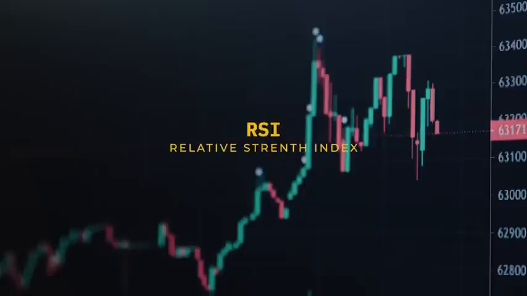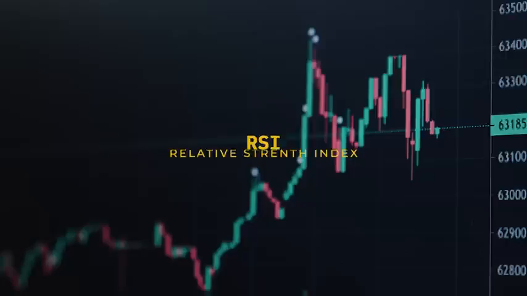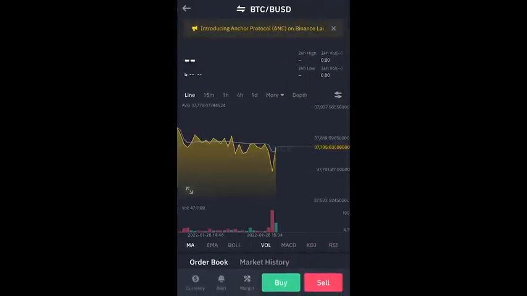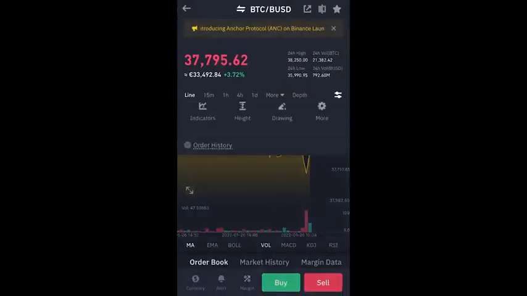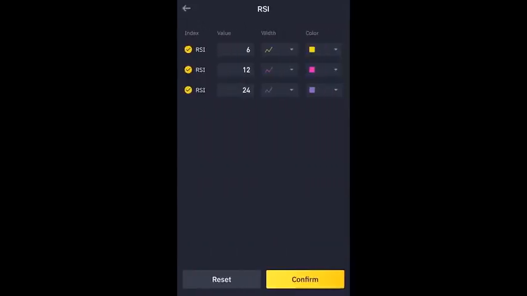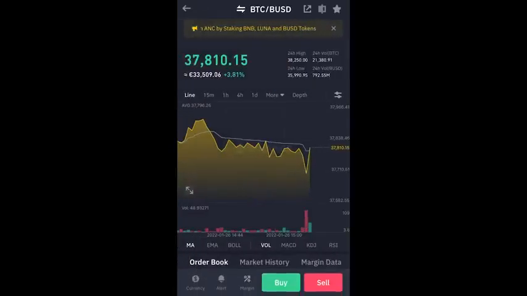If you want to explore RSI more in depth, follow these steps. Go to your chosen Binance chart. In this case, we are looking at the BTC BUSD trading chart. Go to Trading View, Indicators, RSI, click on Relative Strength Index. Now you can see what it looks like on the chart.